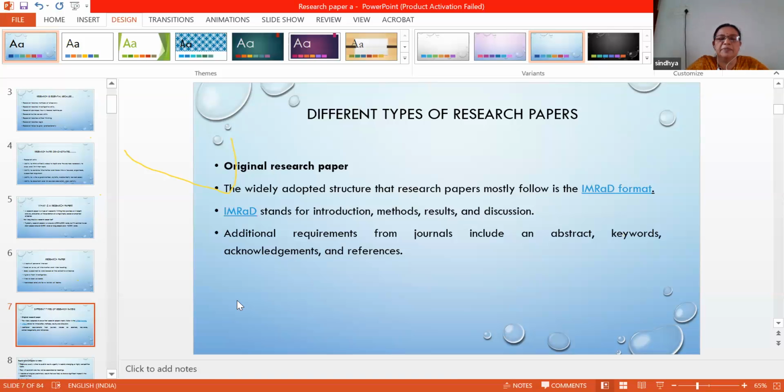And some journals, or almost all journals, require some additional requirements like abstract, keywords, acknowledgement, and references. So it must be supported by an abstract, that is a summary of your research, and the relevant keywords. And whoever is involved in the research process, directly or indirectly, you have to acknowledge, and give the proper references. So this is the general structure of an original research paper.